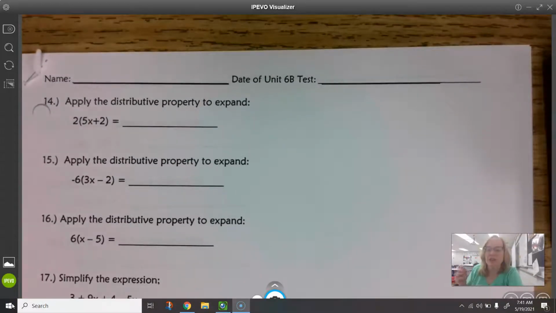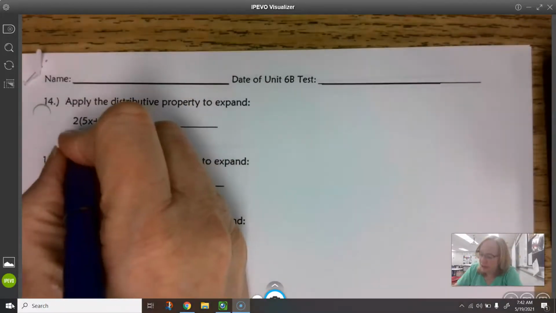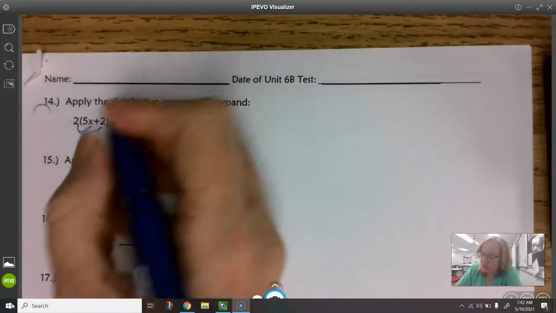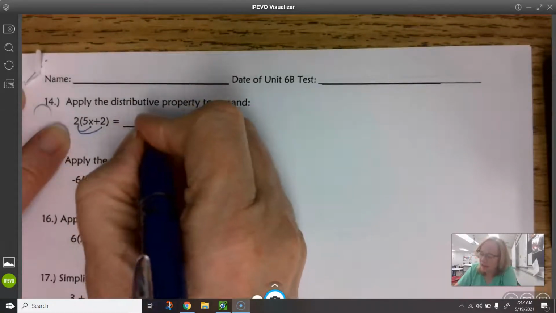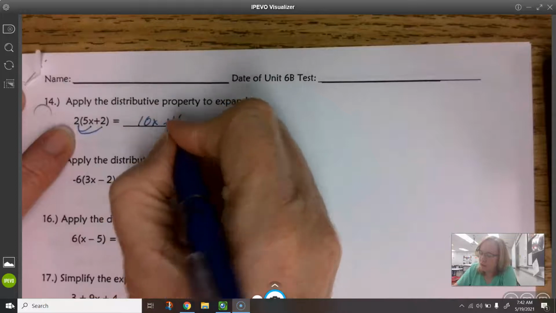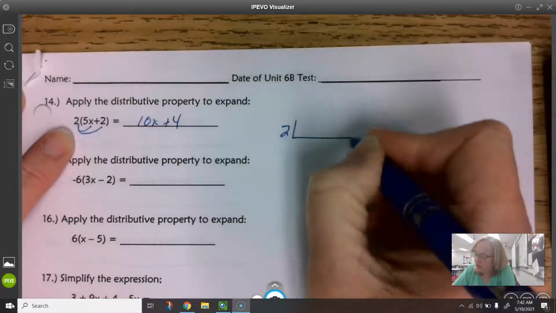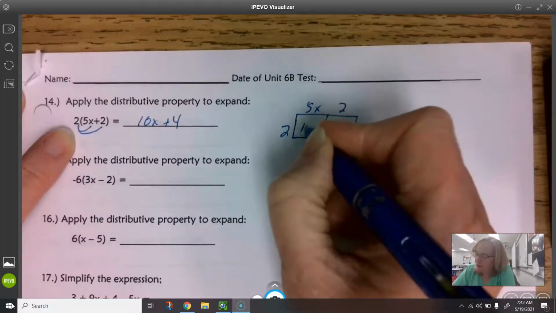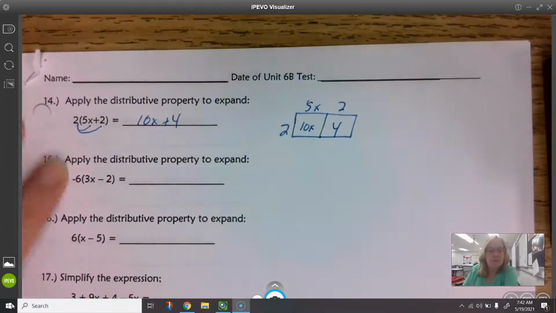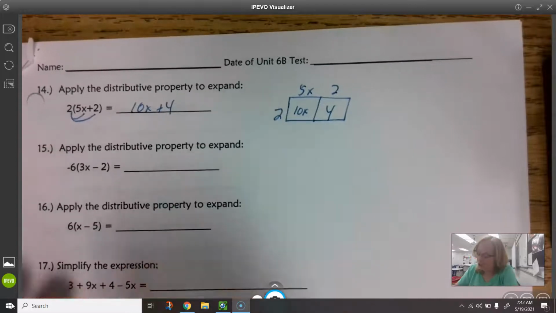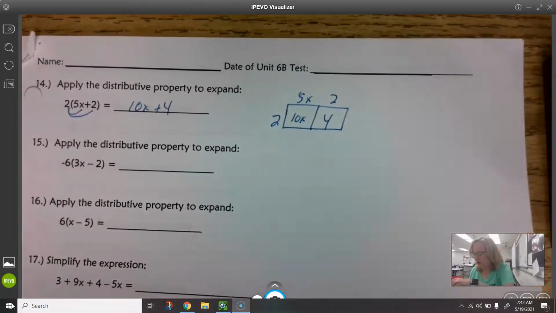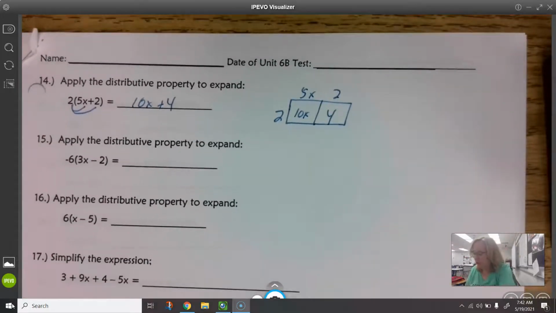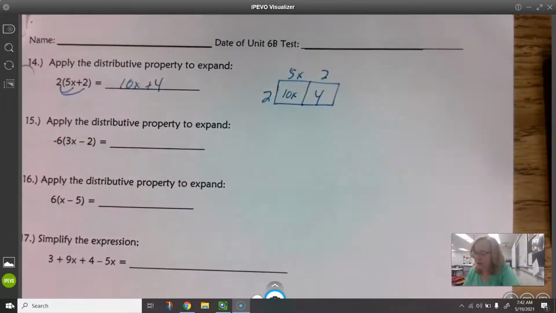Okay, so on this page, we're just going to distribute. So we're going to take 2 times 5x, 2 times 4. 2 times 5x is 10x, 2 times 2 is 4. Again, you can use the box for this if you'd like to. It's a great way to do it. And we get 10x and 4. Okay? So I'm going to just keep on working through these because I want to make sure we get all of them done before we leave this video. And we have a lot.